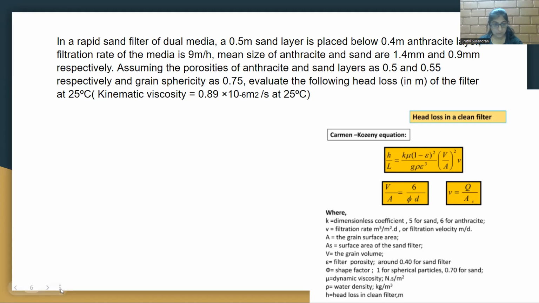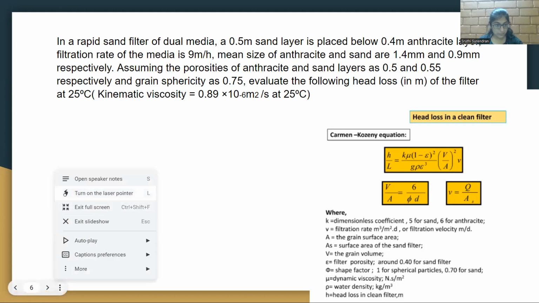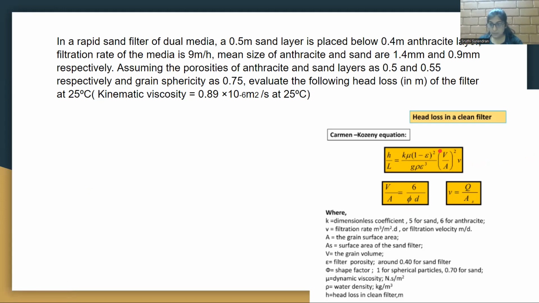This part of the equation, let me go on the laser point. Okay, so this part of the equation can be found out using this formula 6 by phi into d, where phi is the shape factor or the sphericity. In general cases, one is the value for spherical particles and 0.7 is the value for sand.